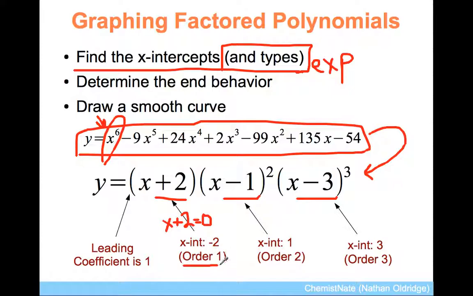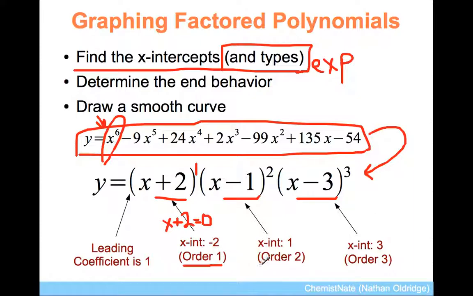The order of the intercept is the exponent on the factor. Here this is x plus 2 to the power of 1. This is x minus 1 squared, as in that factor came out twice when we factored it. And x minus 3 here is cubed. That factor came out 3 times. It is order 3. Order is the exponent on the factor in the fully factored form.